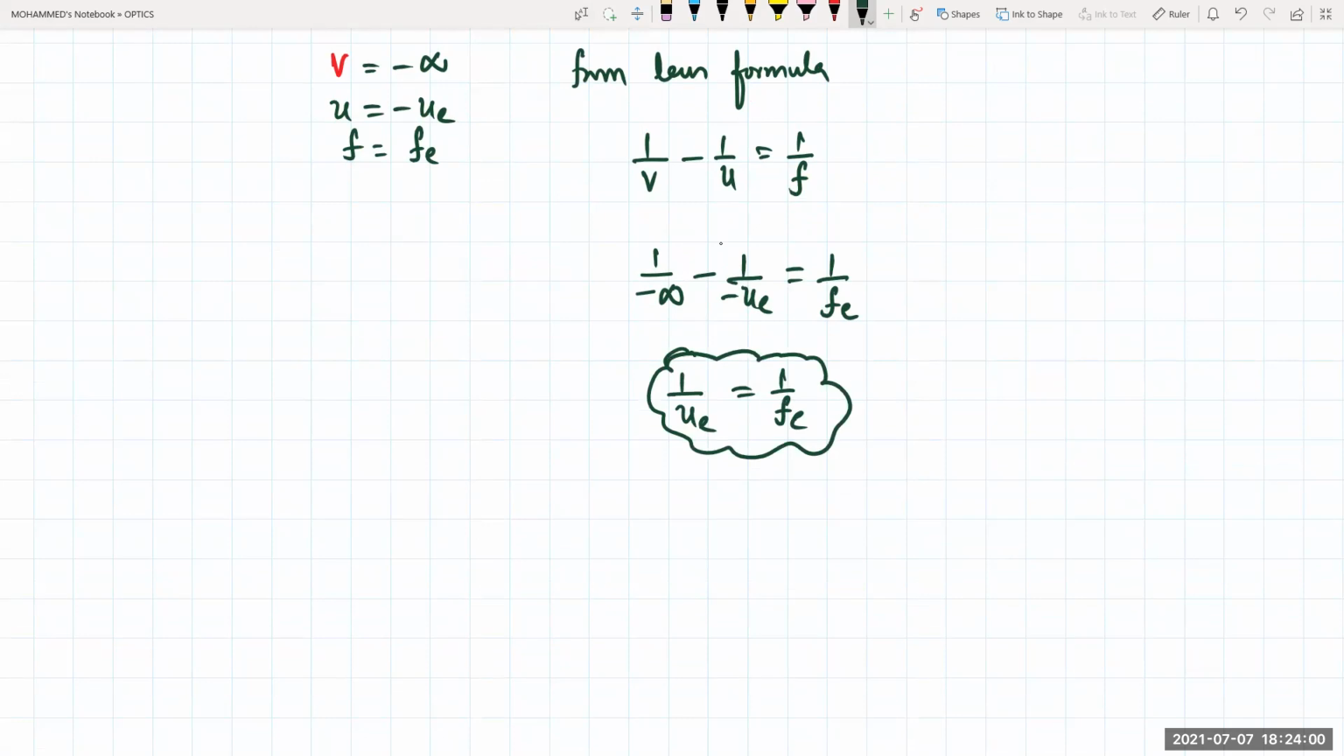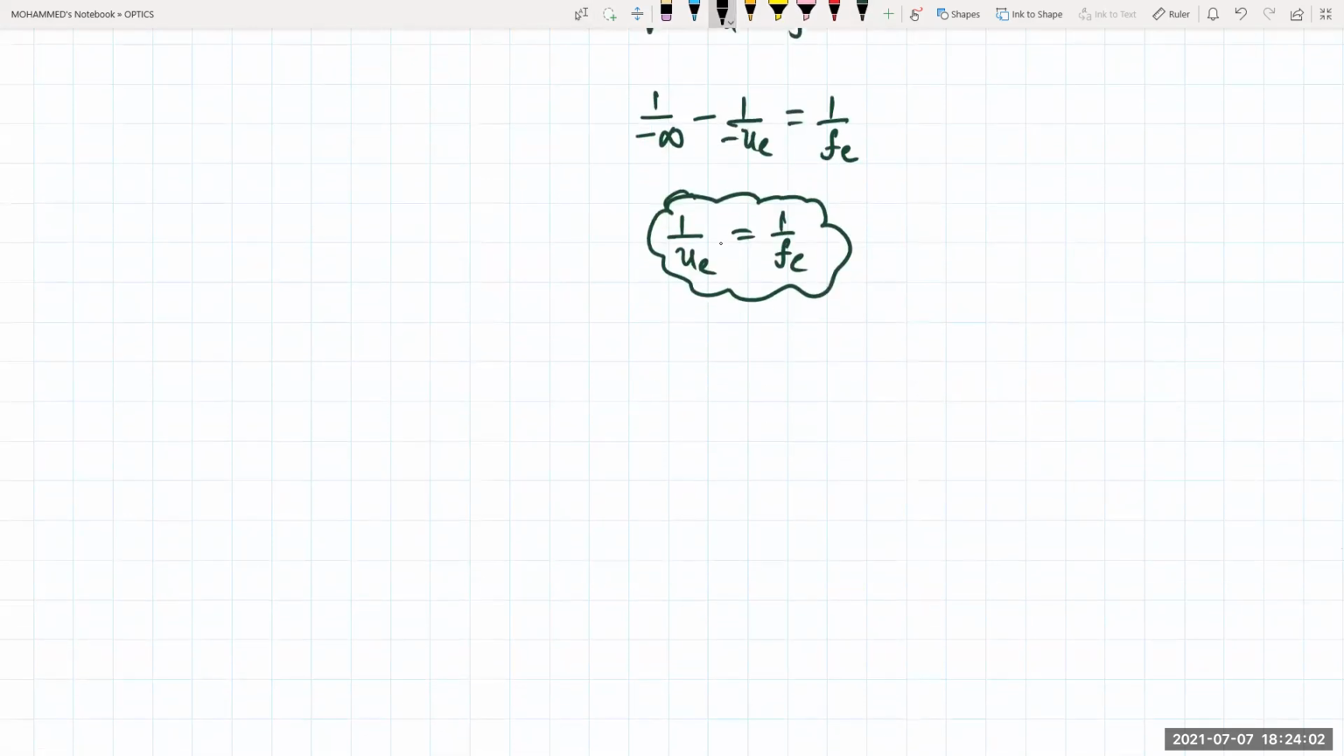What is 1 by UE here? 1 by FE. Now tell me the magnification formula. Magnification M is equal to F naught into 1 by UE. So that can be written as F naught divided by UE, and 1 by UE is nothing but 1 by FE.